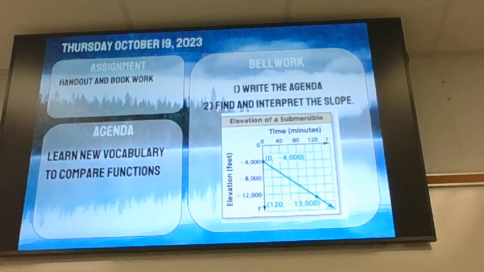Okay. Our agenda today is to learn new vocabulary to compare functions. That's going to be a handout. For your assignment, I say handout and bookwork, and I'm going to go over the handout with you. Then I'm going to say now do page number 1 and 2. So we're going to kind of do those coinciding. And now I'm ready for number 2.